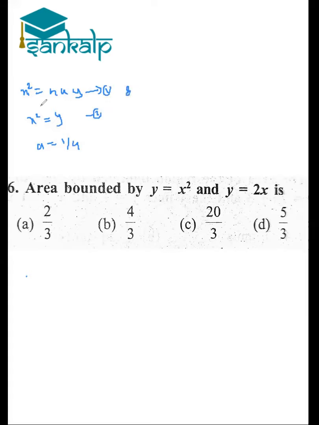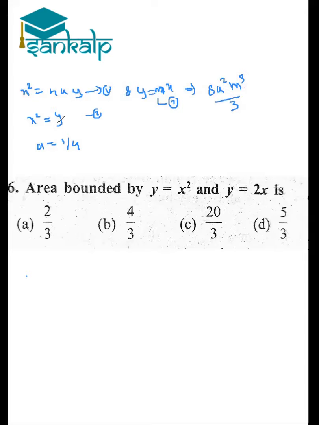So when a parabola and a straight line are given, I'll consider y equal to mx for the time being. x square is equal to 4ay is the equation of the parabola, and y equal to mx is the equation of the line. When we get these two equations, the direct answer for the area bounded by these two curves, the parabola and the straight line, is given by 8a square m cube divided by 3.